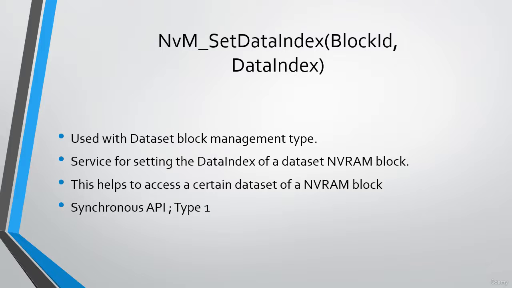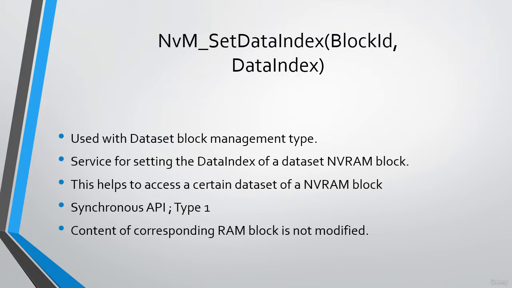It's a synchronous API and it's of type 1. So the content of the corresponding RAM block is not modified in this case. So just to be clear, we are just setting the dataset index. We are not modifying anything in the content when we are using this API.